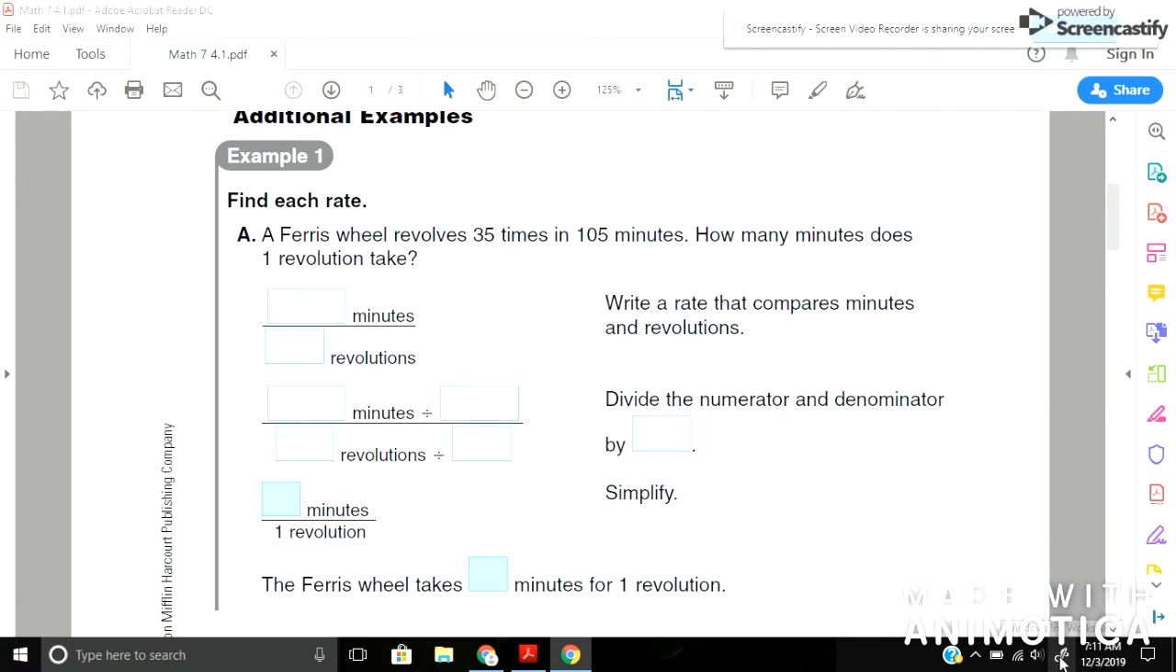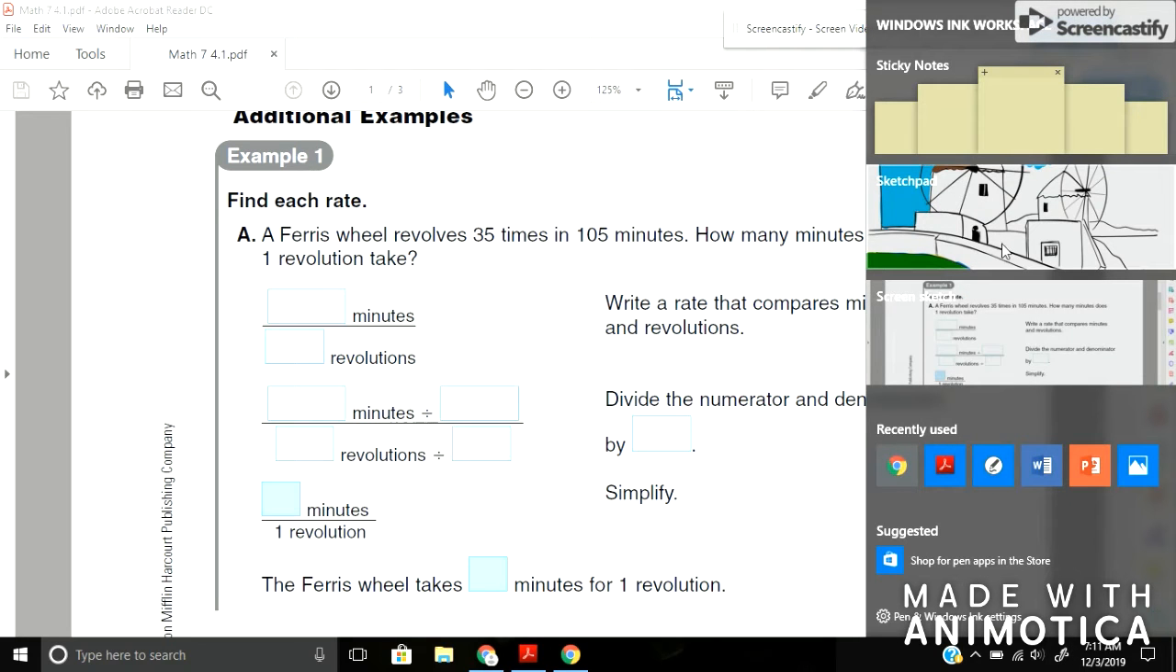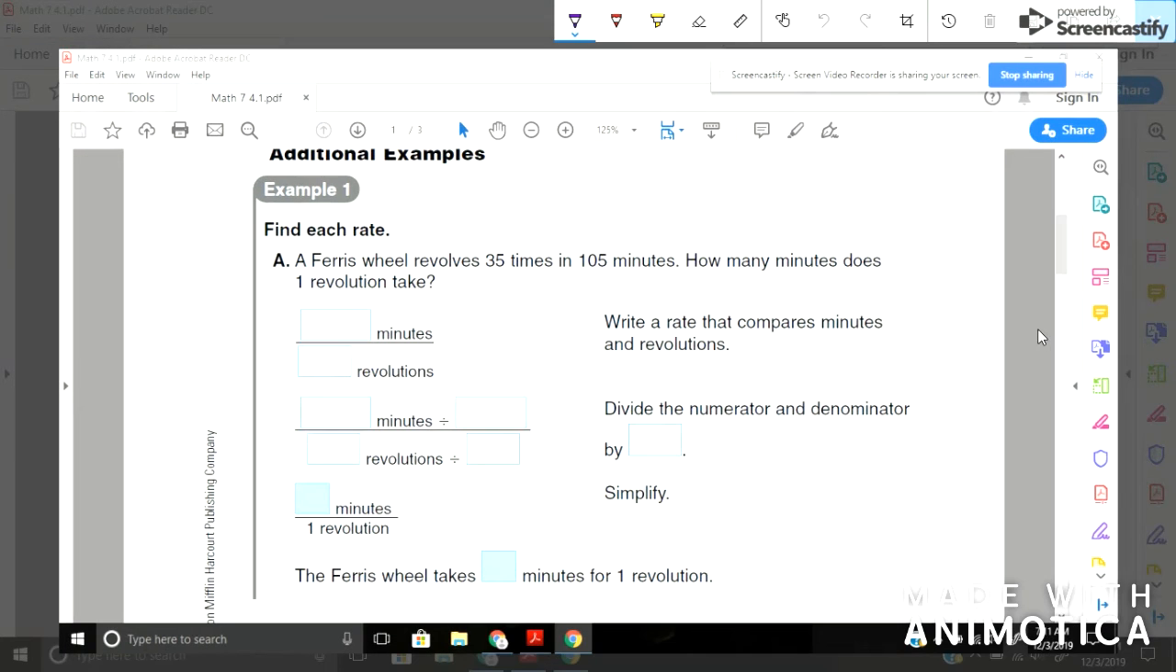Okay, this one says a Ferris wheel revolves 35 times in 105 minutes. How many minutes does one revolution take? Okay, so first we're just going to write our rate that compares the two. It tells us 105 minutes, and it revolves 35 times. And the question is, how many minutes does one revolution take? So right now we know how many minutes it takes for 35. We want to know how many minutes it takes for one revolution.